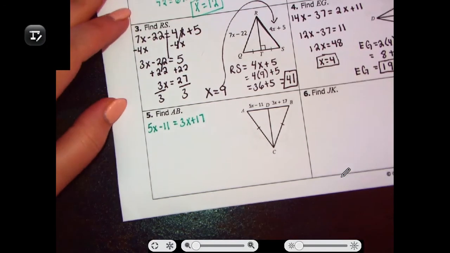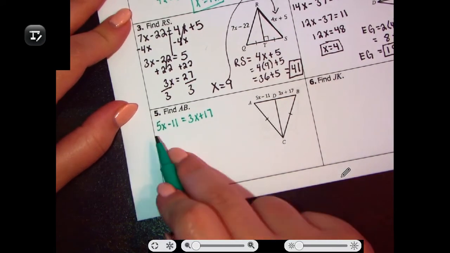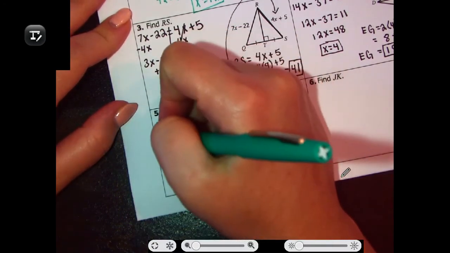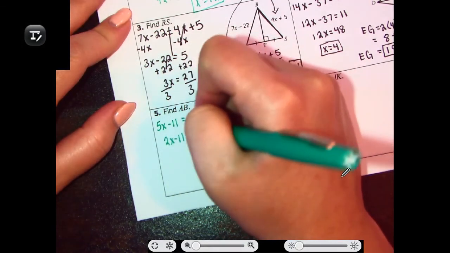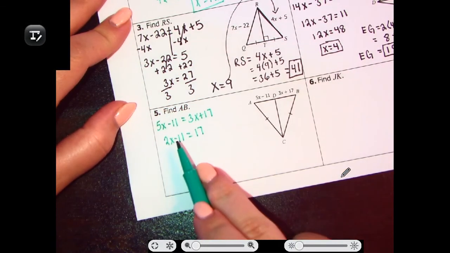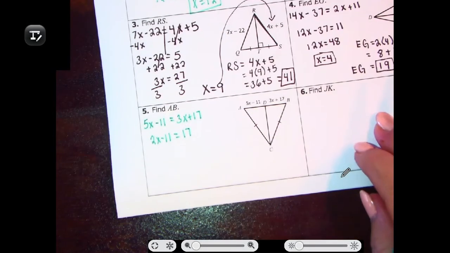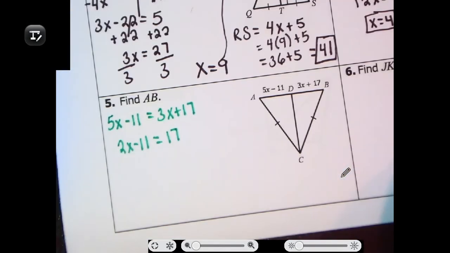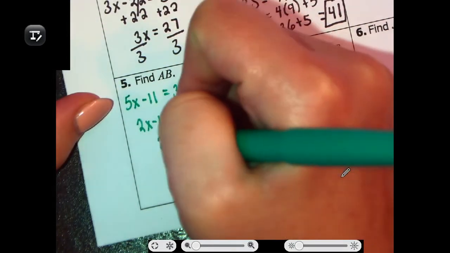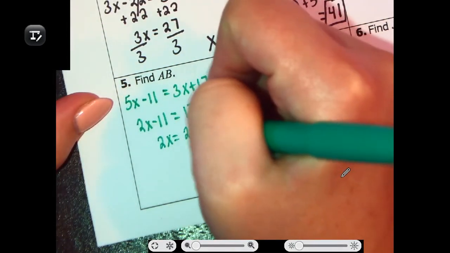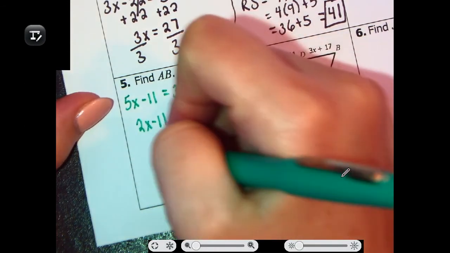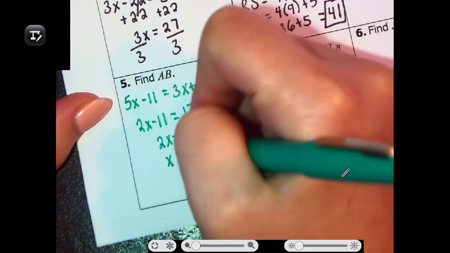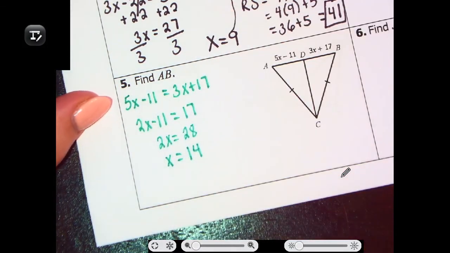So I am going to subtract 3x from both sides. So I'm going to have 2x minus 11 equals 17. Going to add 11 to both sides. Let me zoom in here. So I'm going to get 2x equals 28. And then I'm going to divide by 2. So x is 14. So that's just half of it.